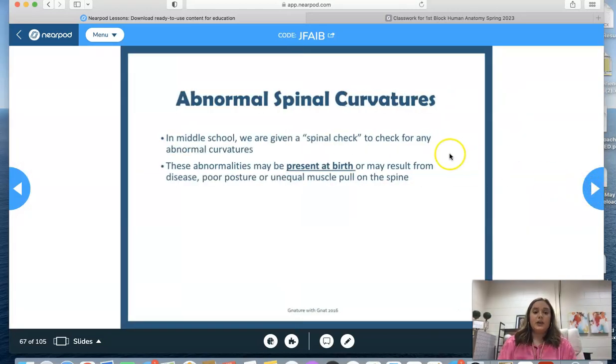Alright, so now we are going to go ahead and move on to abnormal spinal curvatures. So in middle school, we are given a spinal check to check for any abnormal curvatures. Most of these abnormal curvatures that you get checked for in middle school are scoliosis. So these abnormalities may be present at birth, or they can result from a skeletal system disease, poor posture, or unequal muscle pull on the spine.